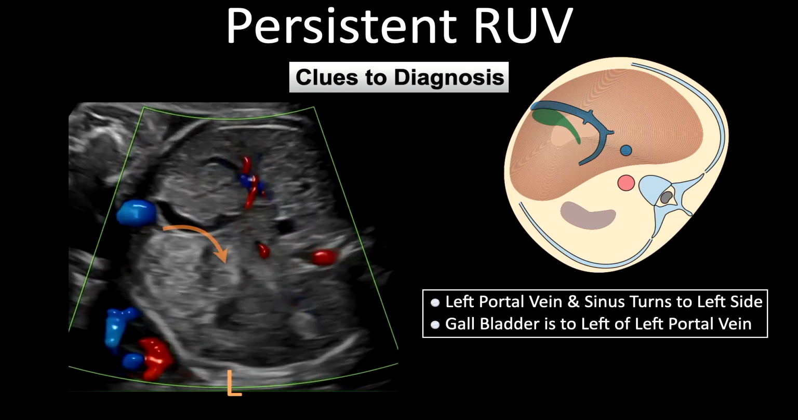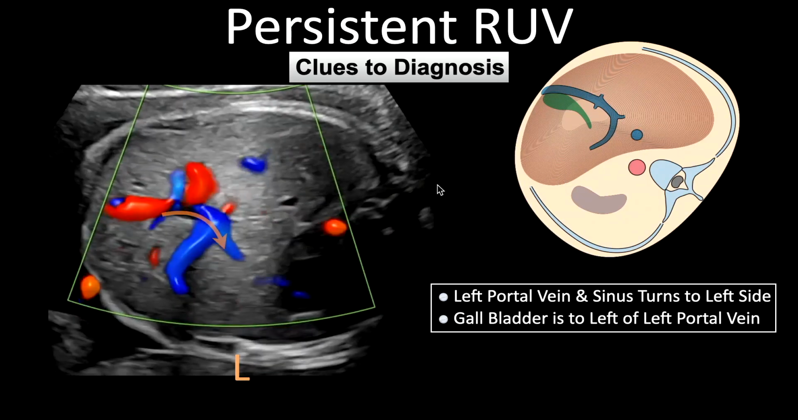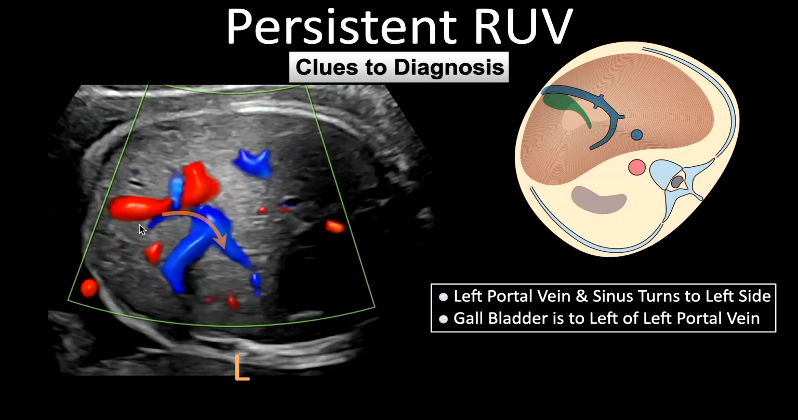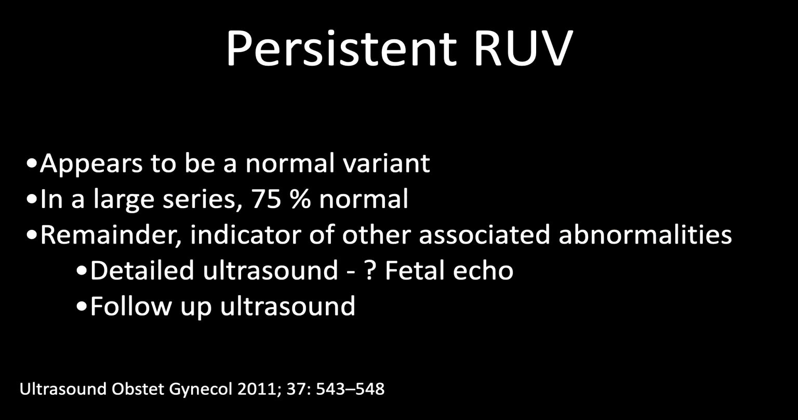So here's the criteria for diagnosis, and you see the schematic drawing here. Here's another fetus with the same persistent right umbilical vein, and look where the gallbladder is, right under to the left side of that. This persistent right umbilical vein could be a normal variant. In a large series, most of the babies are normal. It's important to do a detailed ultrasound when you see this abnormality. Look at the heart more carefully. There's some debate whether you need a fetal echo or not. Probably a detailed ultrasound would suffice, and certainly a follow-up ultrasound once or twice.